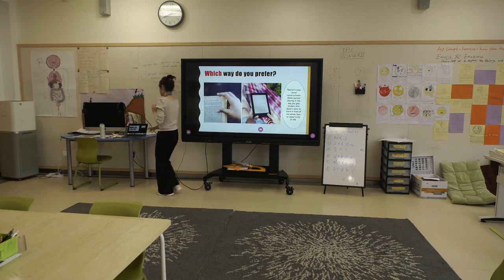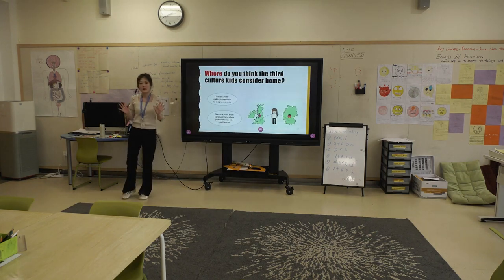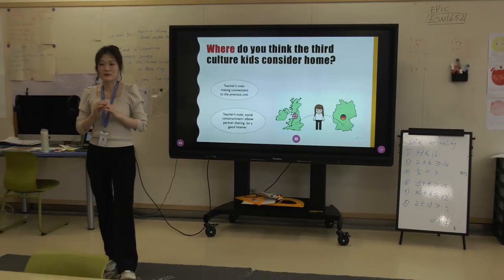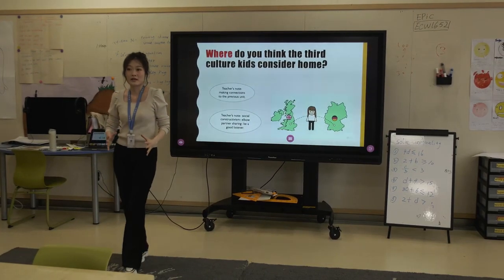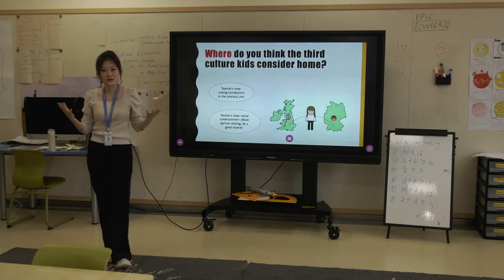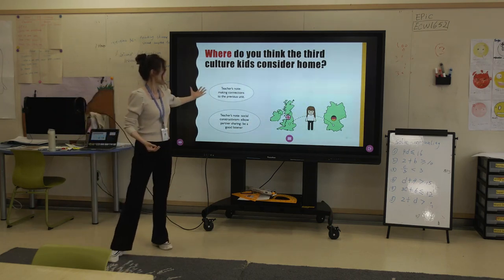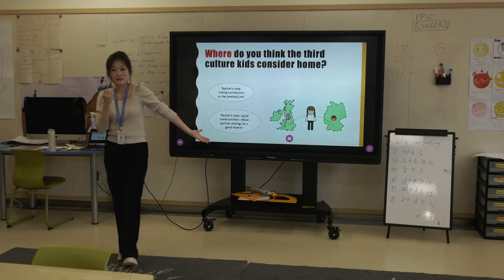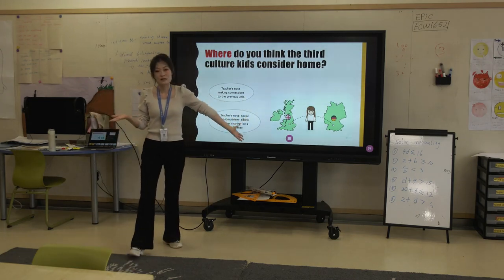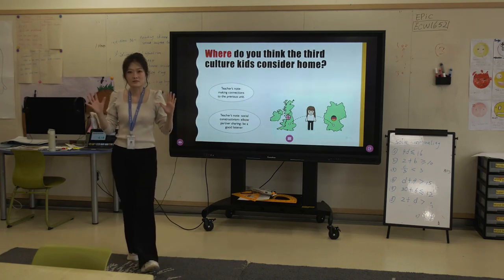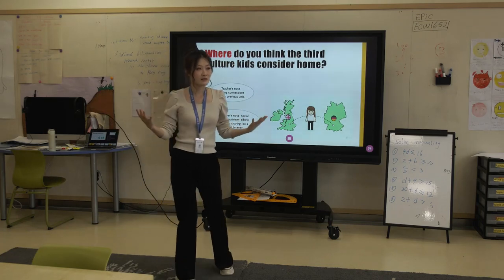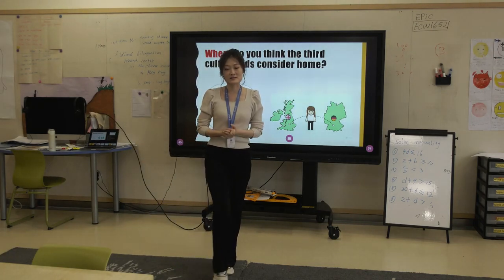Excellent. Let's move on to the third question, which is a where question. So where do you think the third culture kids consider home? Remember, in our first unit, Where in Place and Time, we talk about migration, we talk about identity, we talk about third culture kids. So we also watched a video on YouTube about an interview with third culture kids. So where do you think the third culture kids consider home? Do you think it's where their family members are, or their hometown, or some? I remember some kids said airport is their home.